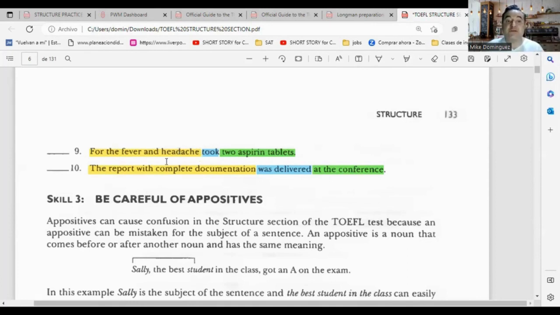Somewhere in this yellow part a subject should be inserted. In this case, she. For the fever and headache, she took two aspirin tablets. You gotta put it at the end. Ah, yeah, you're right. For the fever and headache, she took two aspirin tablets. You see what I mean?